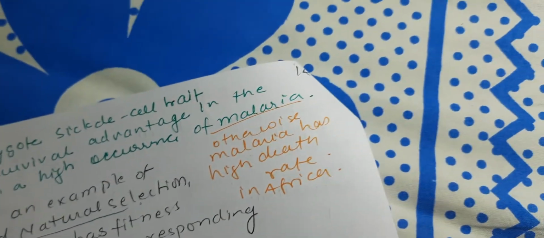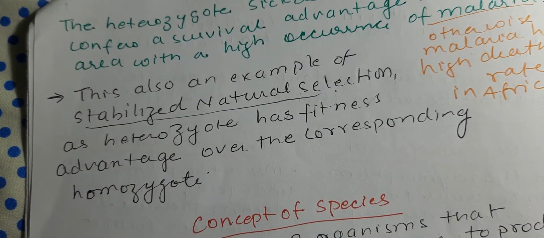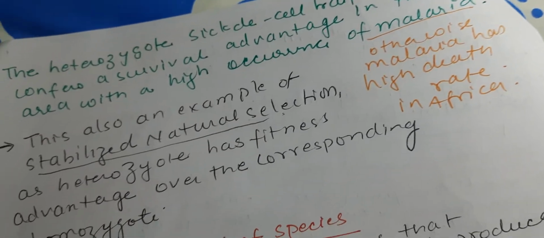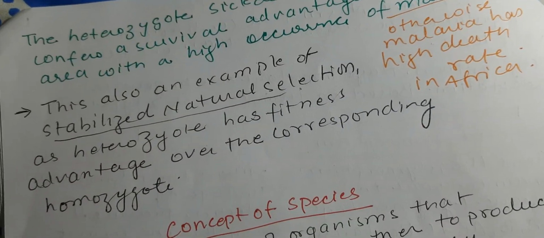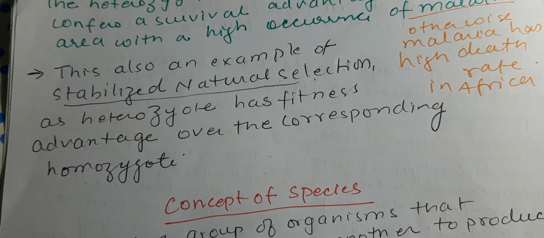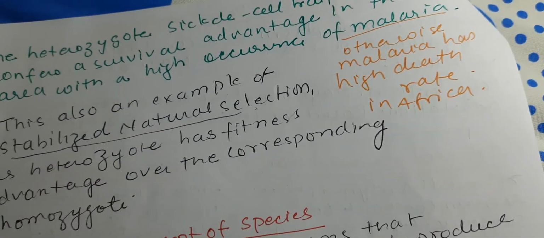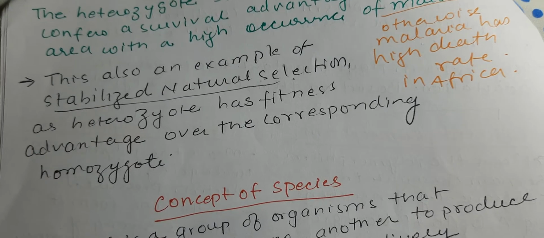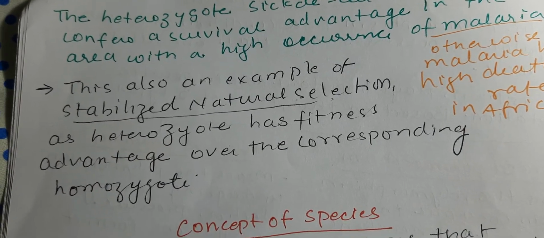stabilized natural selection. We have the example of sickle cell anemia as the example of stabilized natural selection.